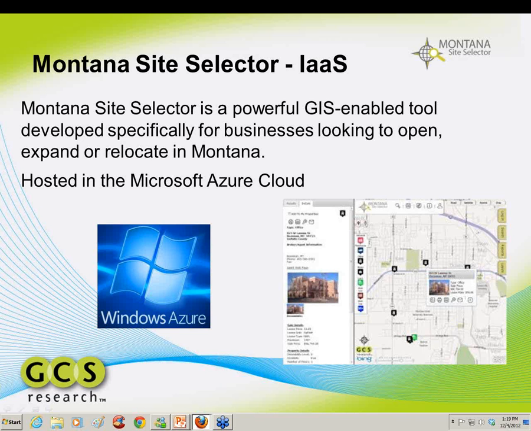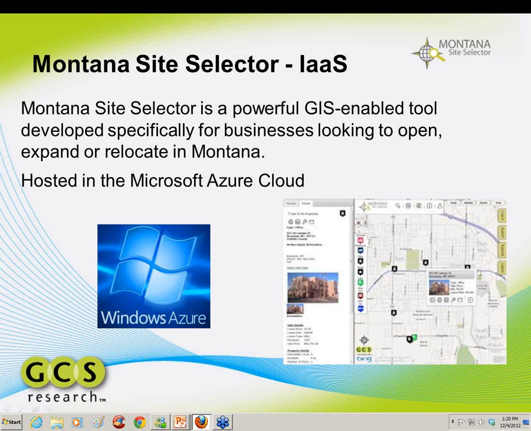And this is a Montana Site Selector. Alex, do you want to talk about that? Right. So as John mentioned, one of the ways you can start to get a sense of software as a service, platform as a service, and also infrastructure as a service as different dimensions of the cloud is to look at some examples. These are things that we have done at GCS Research over time.